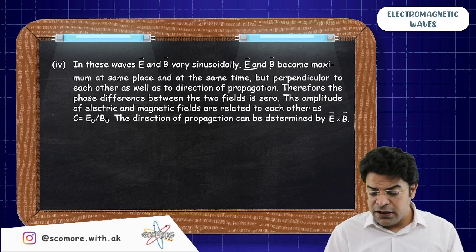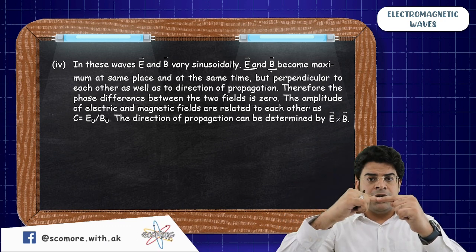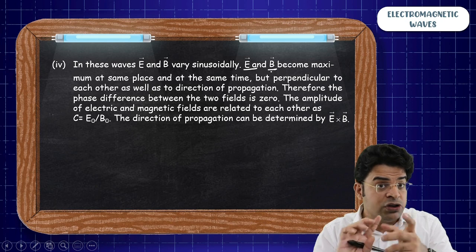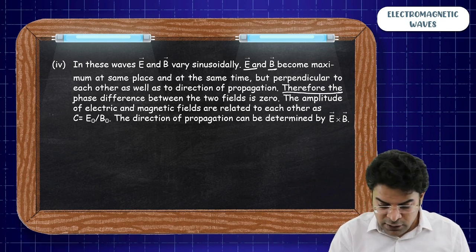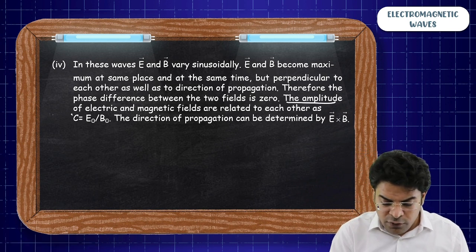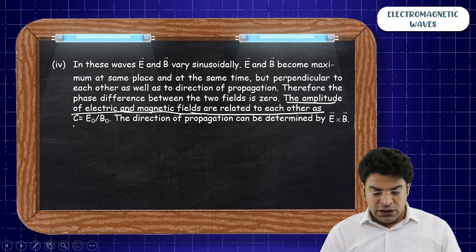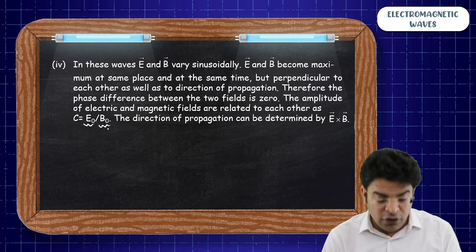Since the electric field and magnetic field become maximum together, again zero together, negative maximum together, again zero together, they are in same phase. So the phase difference between them is zero. Next thing, the amplitude of electric field and magnetic field are related to each other as the speed of light equals the amplitude of electric field upon the amplitude of magnetic field.